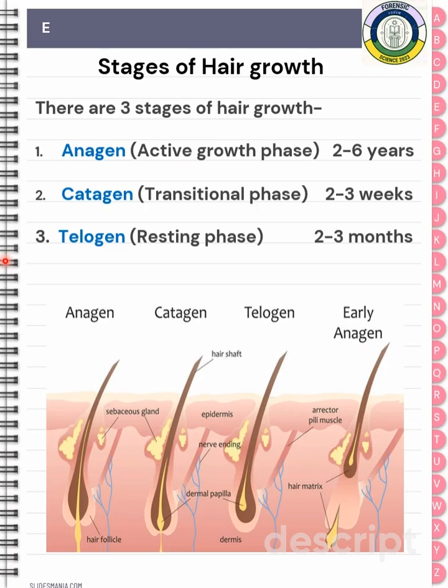The next phase is catagen. It is also called the transitional phase. It lasts from 2 to 3 weeks. In this phase, the follicle shrinks and hair growth slows. The hair also separates from the bottom of the hair follicle.